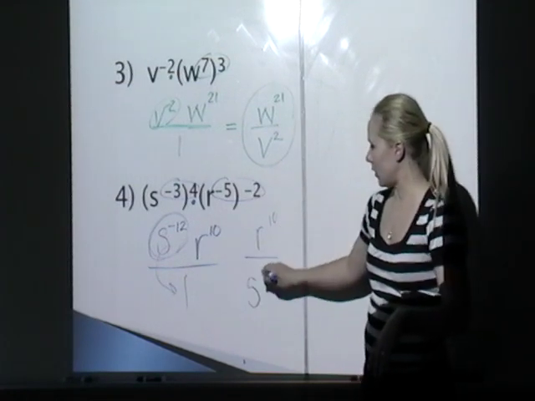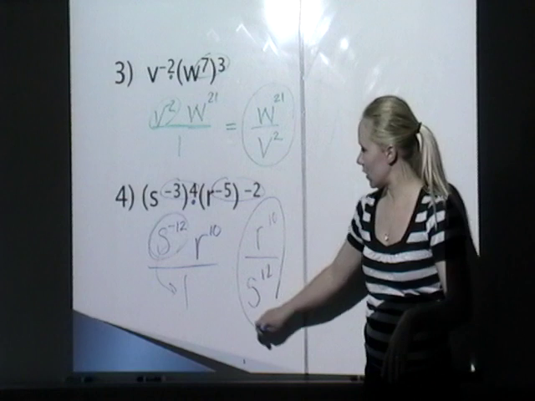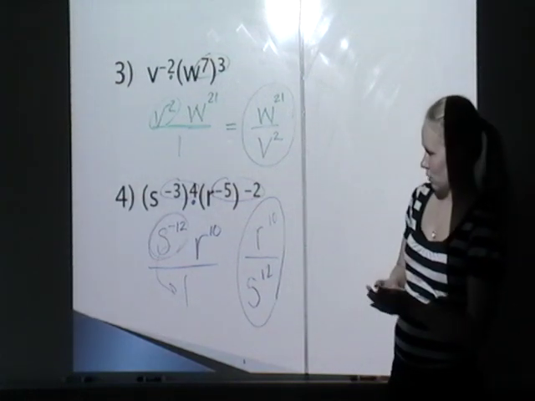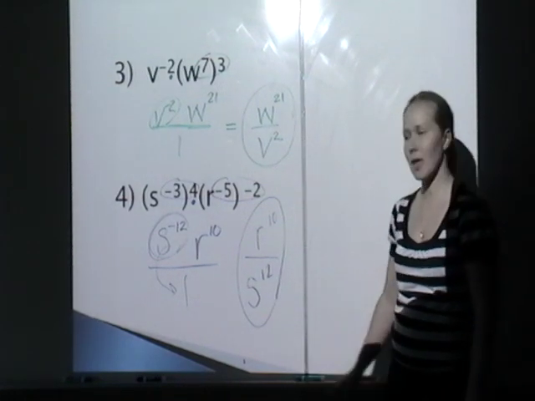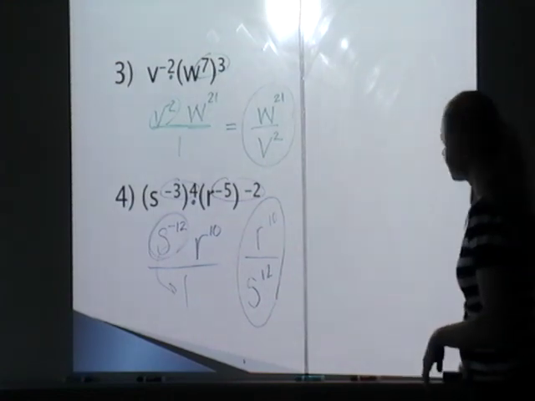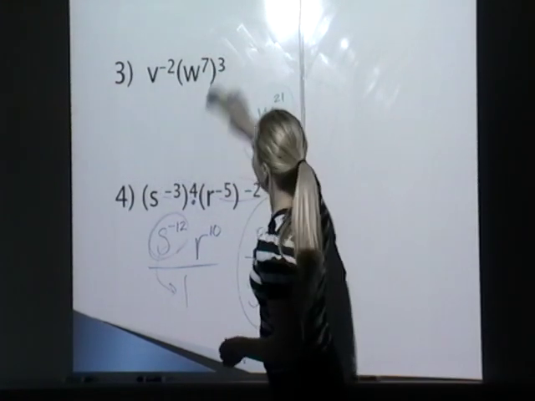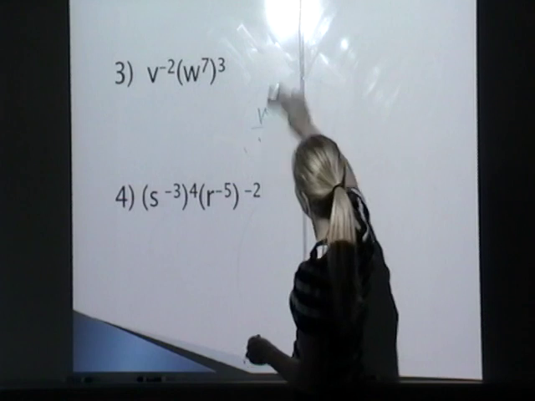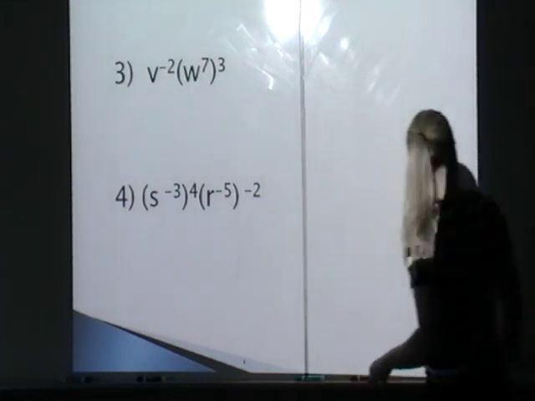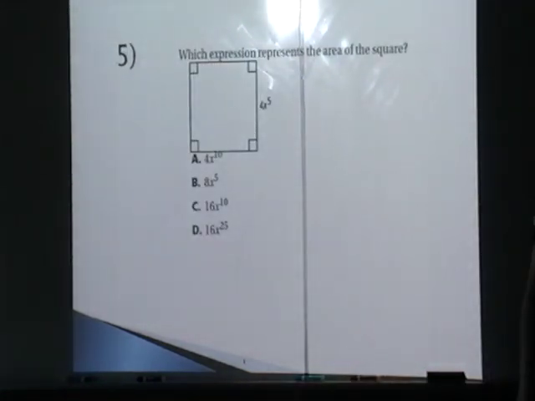And when we do that, it will become a positive exponent. So there it is, simplified. R to the 10th over s to the 12th. Okay? Get ready for number 5. Okay, here's 5.